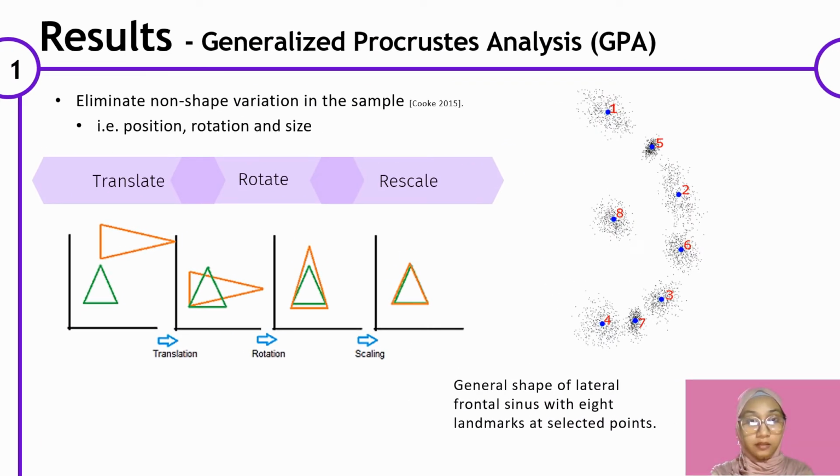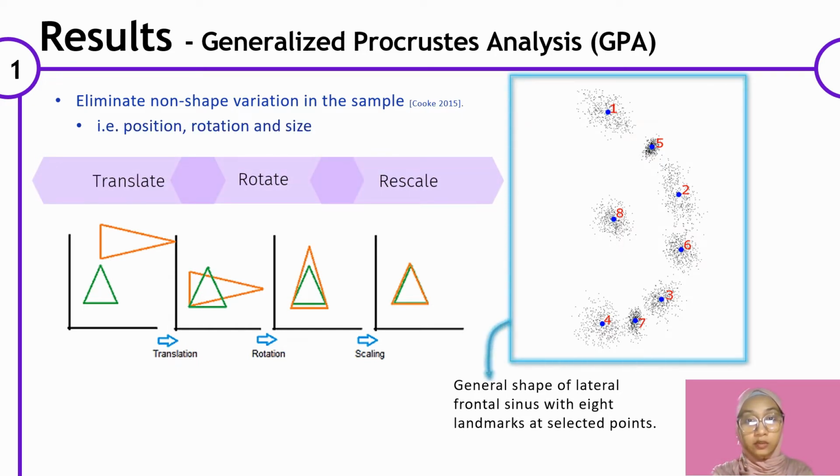This is the result for generalized Procrustes analysis. GPA was performed to eliminate any non-shape variation in the sample via translation, rotation, and rescaling. The result from the GPA shows the mean shape of the lateral frontal sinus. The blue dots represent the mean landmark and the small black dots represent the landmarks of individuals from the sample.